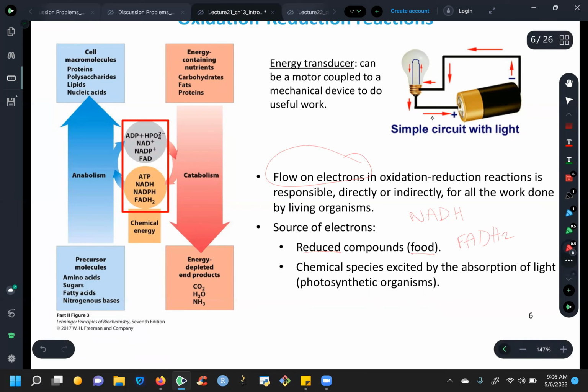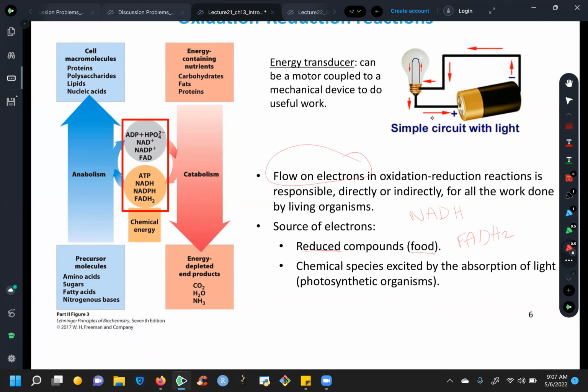Food, chemical species excited by the absorption of light, photosynthetic organisms. Okay, so right here on the left, we have anabolism. That just means making new molecules. So we use these amino acids, sugars, fatty acids, and nitrogenous bases to make macromolecules like proteins, polysaccharides, lipids, and nucleic acids, and that requires energy. So making something requires energy, so you have to use ATP, NADH, NADPH, and FADH2.